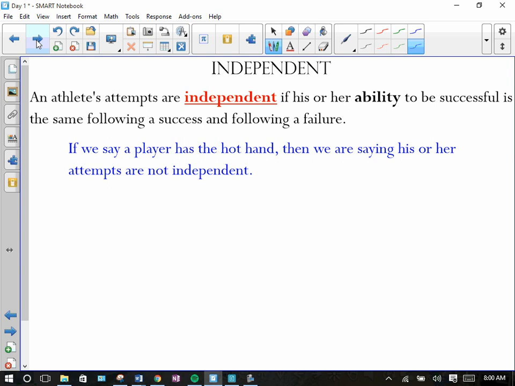The important thing here is to understand that if you say someone has the hot hand, their attempts are not independent. So if you say Dominique has a hot hand, her result on this shot, her result on this at-bat, affects what happens at the next at-bat or shot. If we're saying that she does not have the hot hand, then we're saying that her attempts are independent. Her result on this shot does not affect what happens on the next shot.